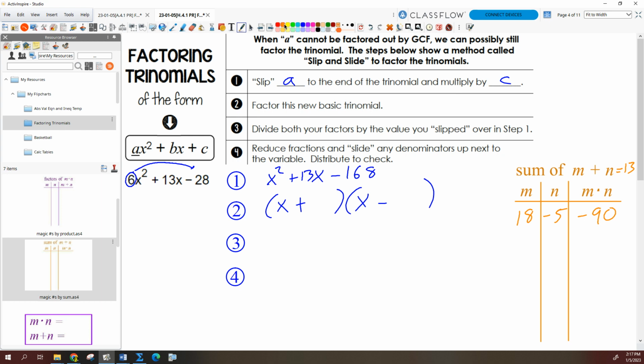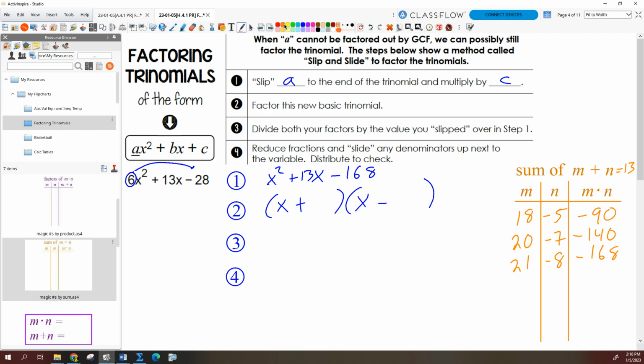So what do I need to do? I need to make m bigger, don't I? Need to make the numbers bigger. Let's skip down the list a little bit because we're not even close, right? So let's skip down. How about 20 times negative 7? Negative 140. Okay, I'm getting closer, right? So let's go 21 and negative 8. What's that give us? There we go.